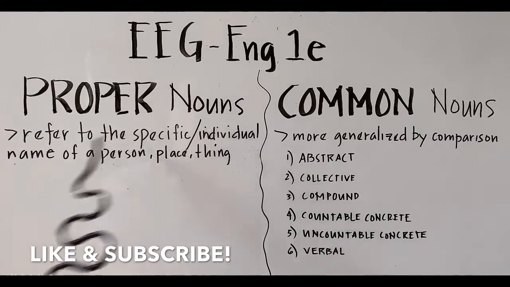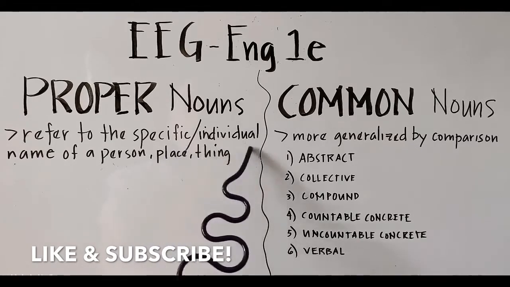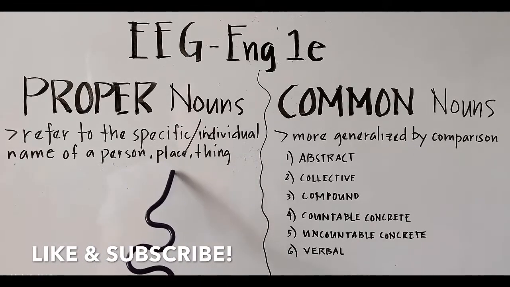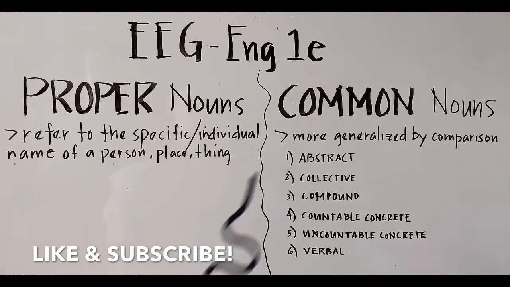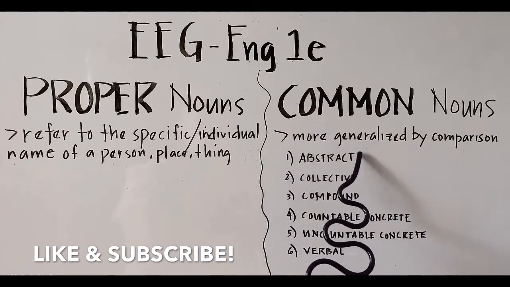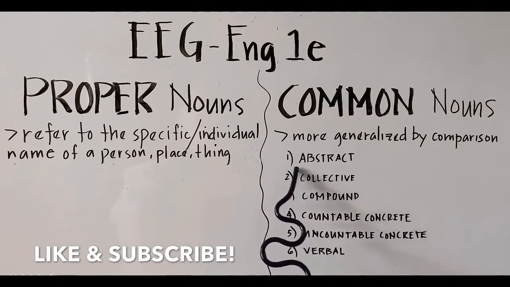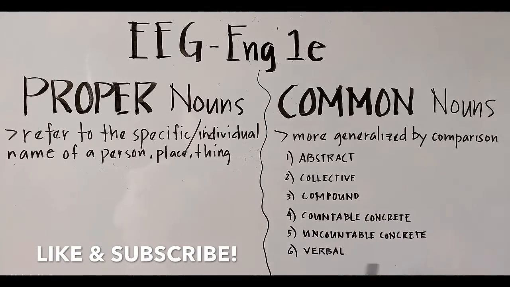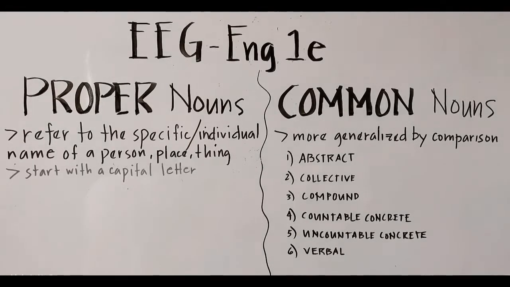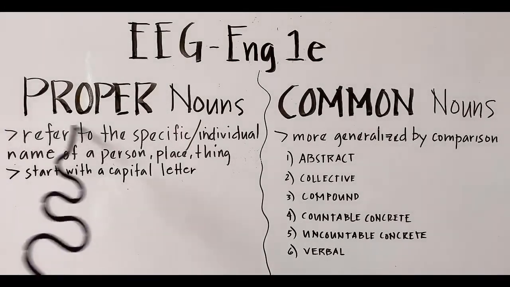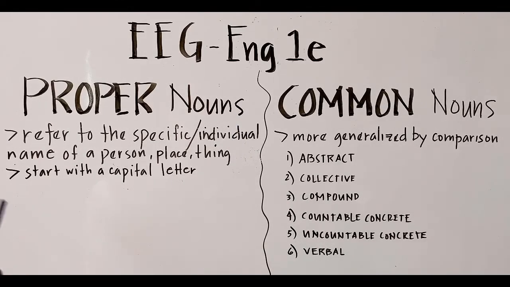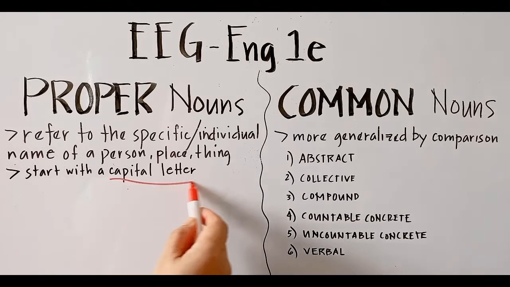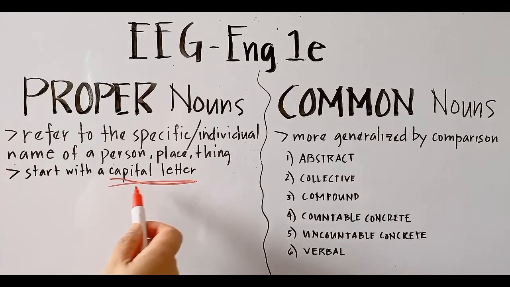Proper nouns refer to the specific or individual name of a person, place, or thing. While the common nouns are more generalized by comparison. They can be abstract, collective, compound, countable concrete, uncountable concrete, and verbal. So we can easily determine what the proper nouns are. The distinction is that they start with a capital letter. Remember that they start with capital letters.